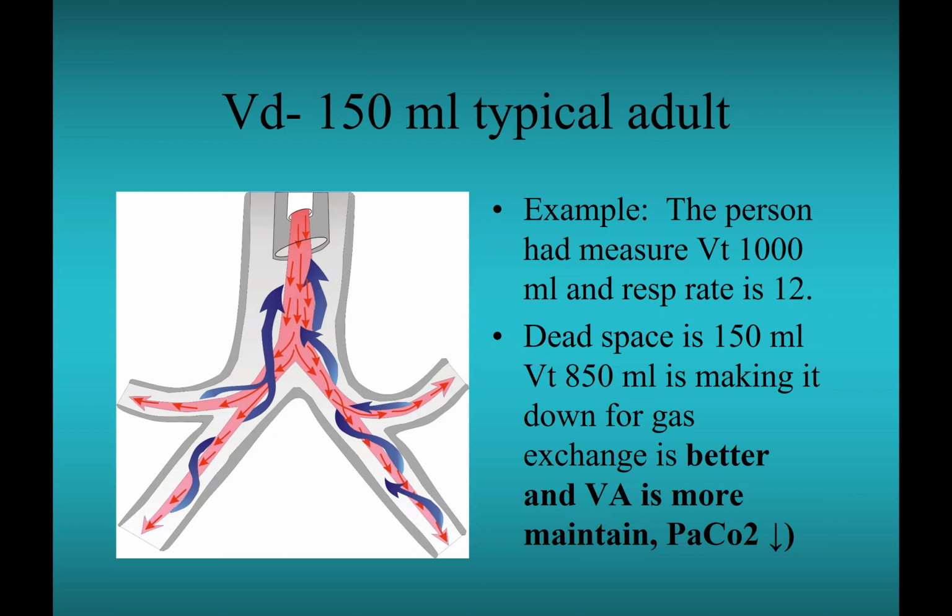Now we know typically every adult has a dead space in the conducting zone of 150 mLs. And of that, if you do the subtraction, 1,000 minus 150, that's going to leave 850 mLs that makes it down to the alveolus for gas exchange, okay? Because the person compensated by having a bigger tidal volume, there was more washout and they're breathing slower, okay? So they're breathing slow, it's not fast.